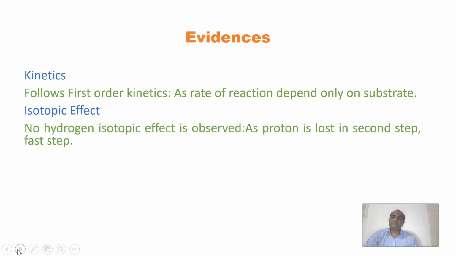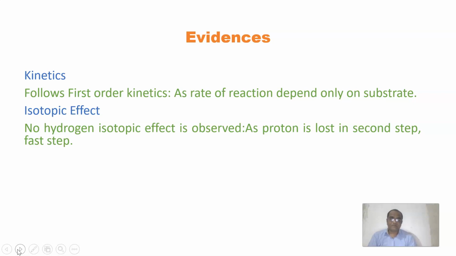After that, the isotopic effect. There is no hydrogen isotopic effect, because the proton is lost in the second step, which is the fast step. In the case of E2, if you remember, the base abstracts a proton and simultaneously forms a pi bond, and after that the halogen departs.